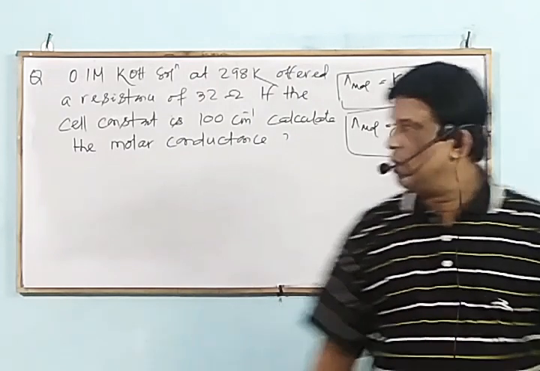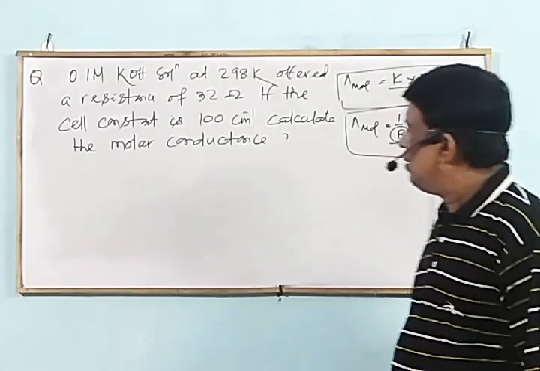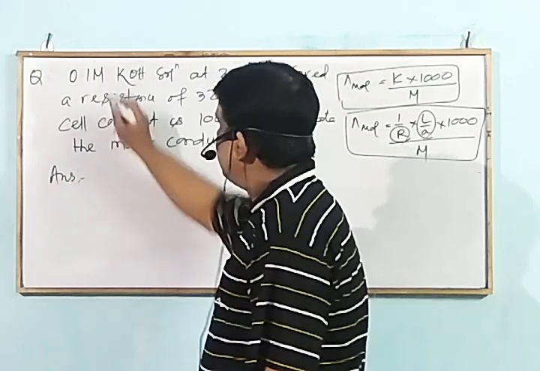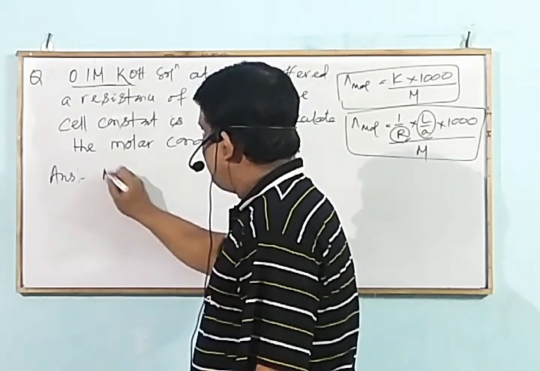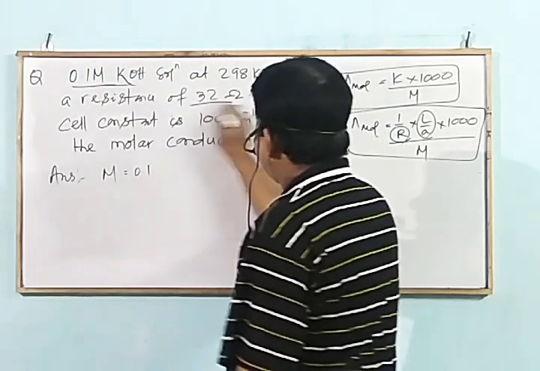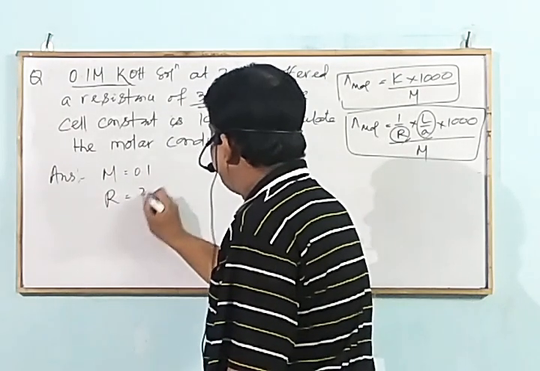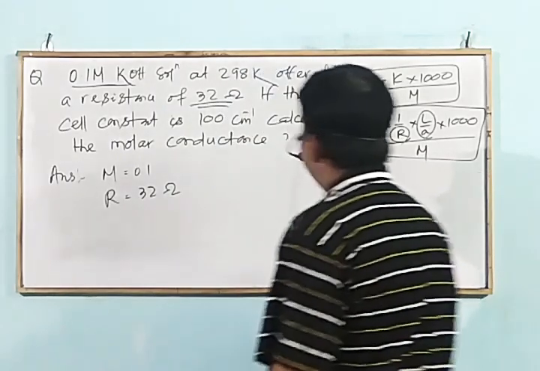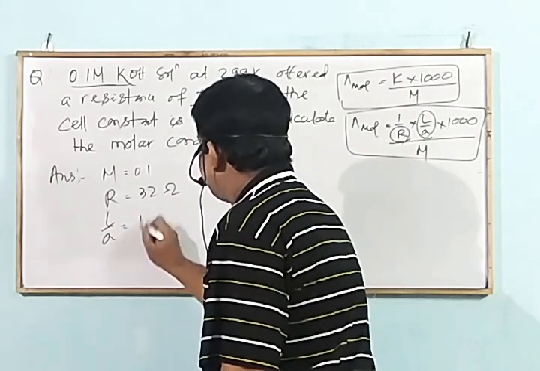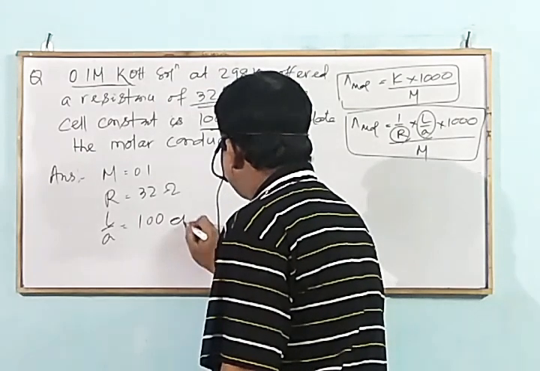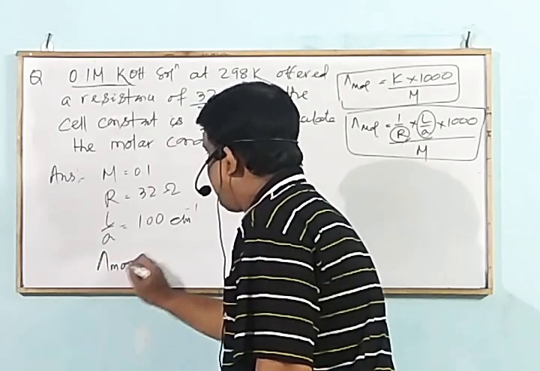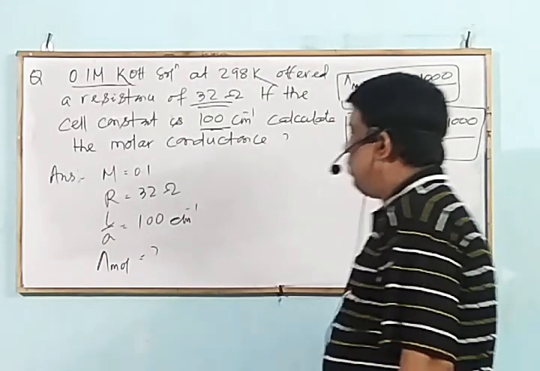Mark the question. What are the data given? Answer. Data given: 0.1 molar, that is molarity 0.1. Offered a resistance, that is R is equal to 32 ohm. The cell constant, that is L by A, is 100 cm inverse. Calculate molar conductance, lambda MOL is the question mark.